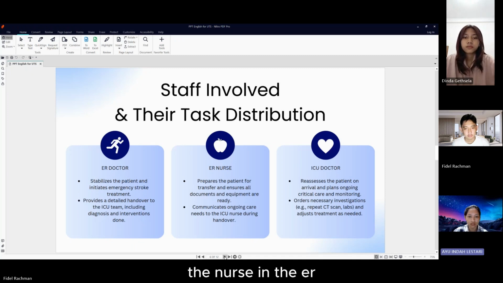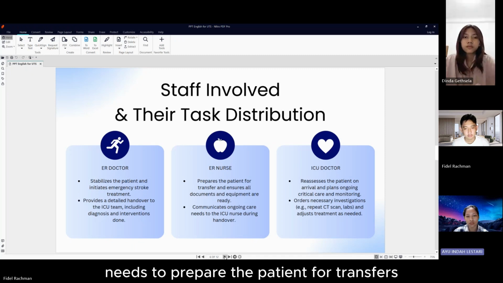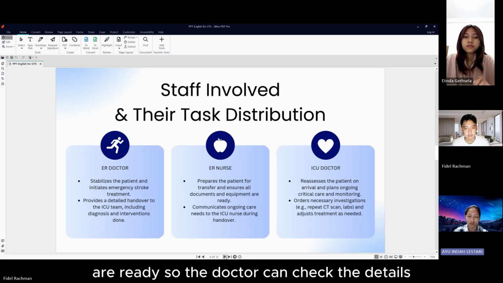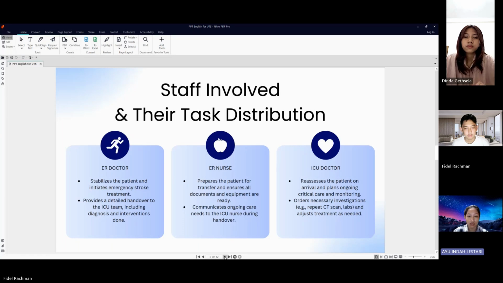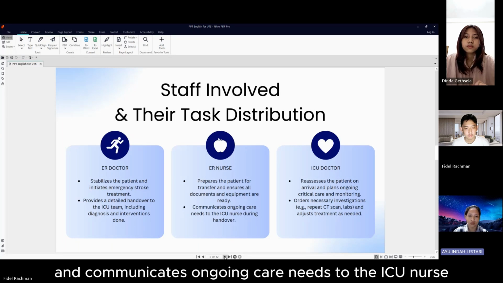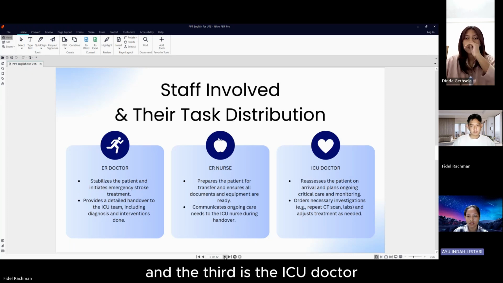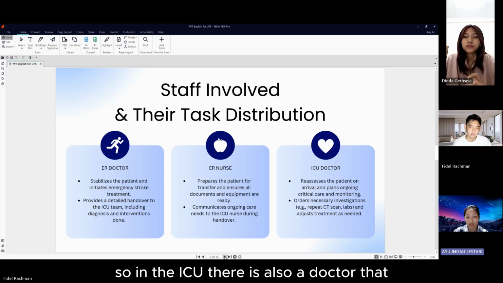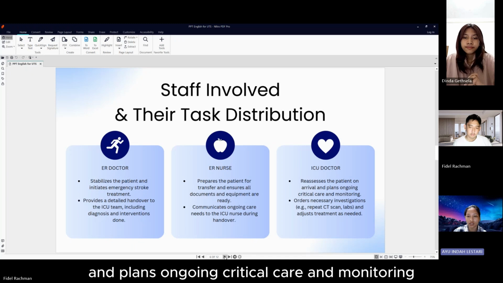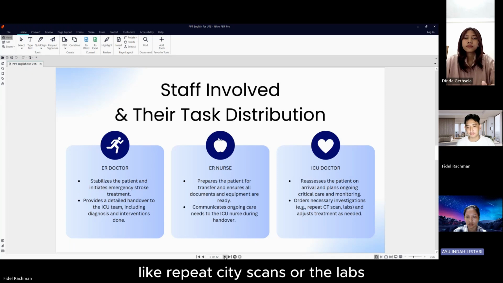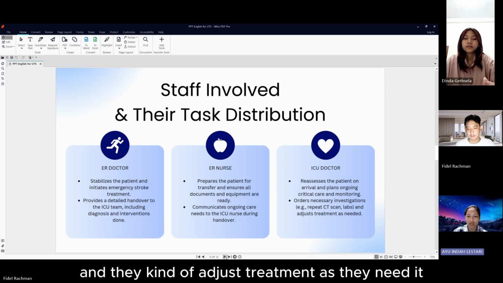The nurse in the ER needs to prepare the patients for transfers and ensure that all the documents and equipment are ready, so the doctor can check the data and communicate ongoing care needs to the ICU nurse during the handover. And the third is the ICU doctor. In the ICU, there's also a doctor that reassesses the patient on arrival and plans ongoing critical care and monitoring. They order necessary investigations like repeat CT scans or labs, and they adjust treatment as needed.